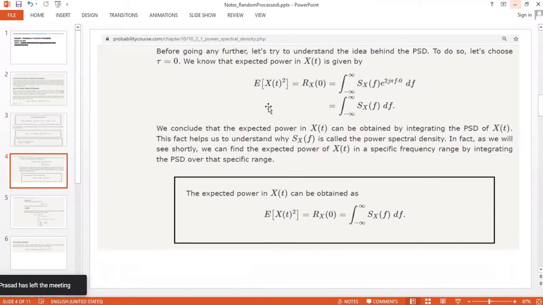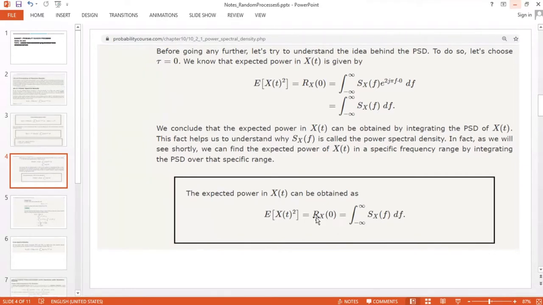So it means you can calculate the expected power in a random process X(t) by directly integrating the power spectral density S_X(f) with respect to frequency f within the domain f from minus infinity to plus infinity. So the expected power of X(t) can be obtained like this.